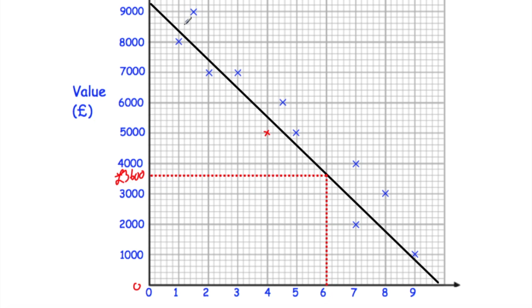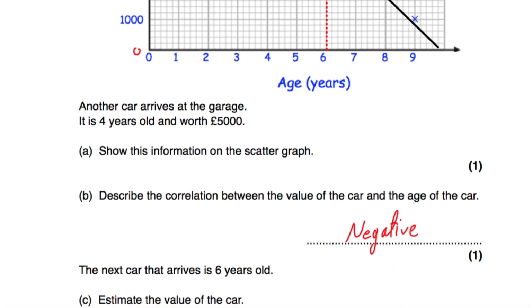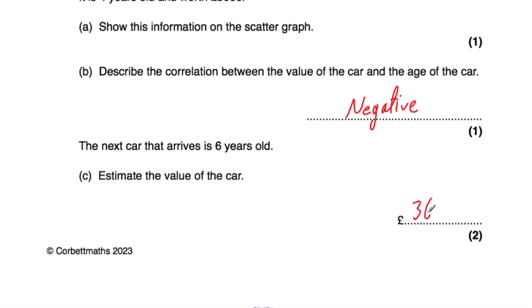Now it's possible that if you've done this set of questions at home and drawn your line of best fit, you may have had a slightly different line and your value may be slightly different. But as long as you've drawn a good line of best fit that goes through as many points or as close to the points as possible, and you've drawn up and across properly and read off the right number, you'll get the mark. Okay, so that is £3,600. And that's it.